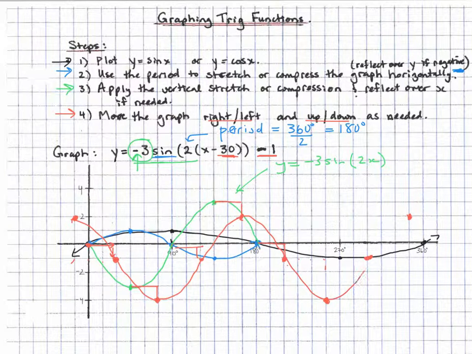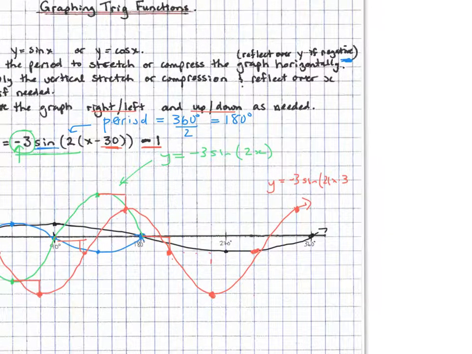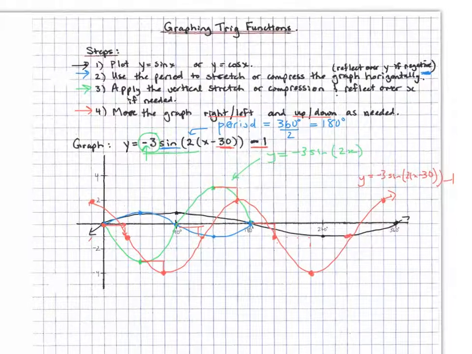So now we have our final function of y equals -3 sine of 2 bracket x minus 30 bracket, -1. I might be running out of room here. And there we have it. Hopefully that helps you with your graphing.